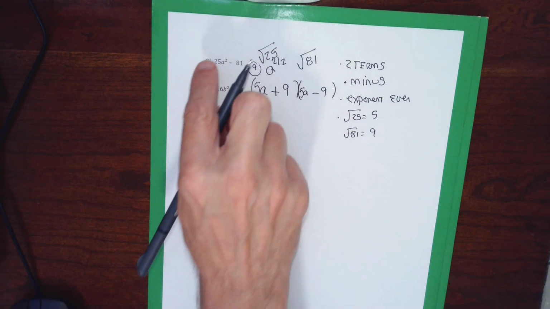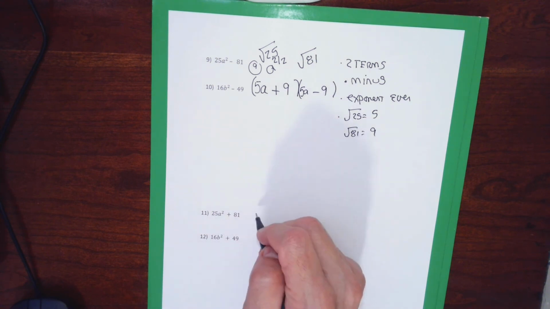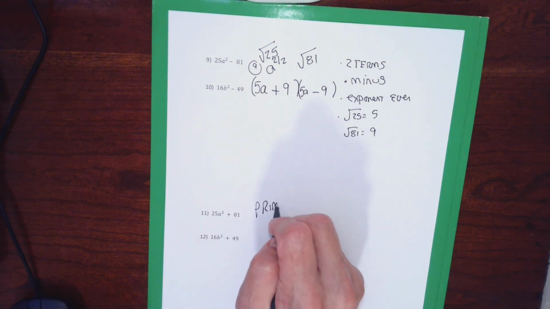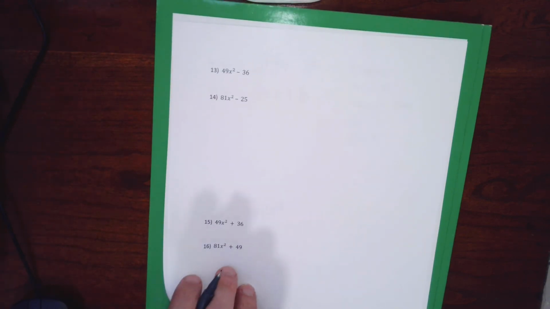Problem 11 is kind of the brother of problem 9. It's a square problem, but it's a plus. It's a sum of squares, and sums of squares are always prime unless you know how to factor with i's. I'm going to skip 13, 14, 15, and 16. They're essentially the same, and get to the problems that have the common factors because they're important. So in problem 17 and 18, there's a common factor that I need to factor out first.